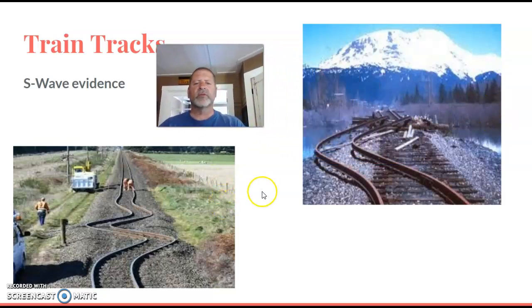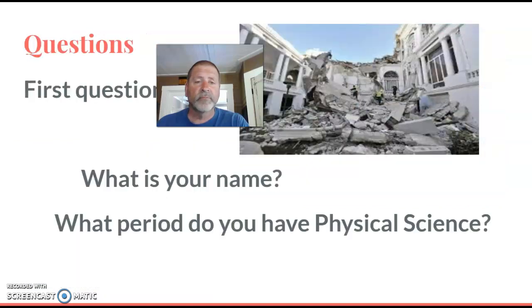Railroad tracks sometimes provide really good evidence of earthquakes, and hopefully you catch it before a train's going down the tracks. But you can see that the earthquake hit this train track and really altered its course.